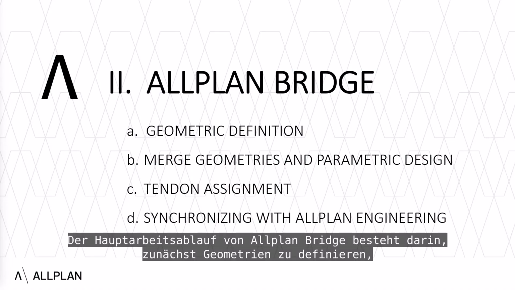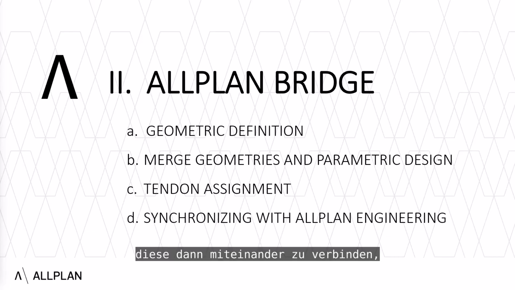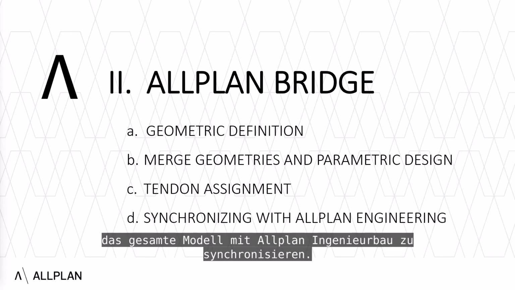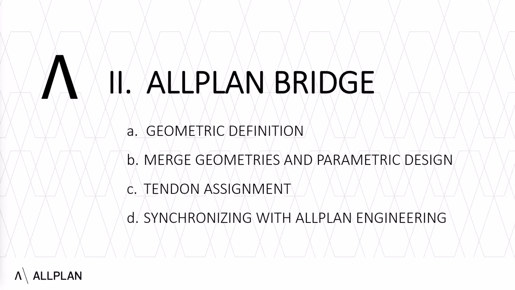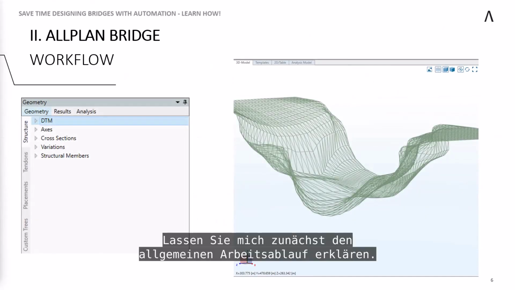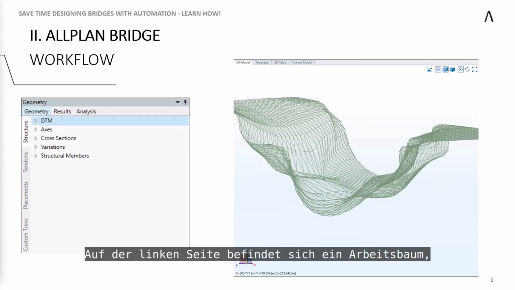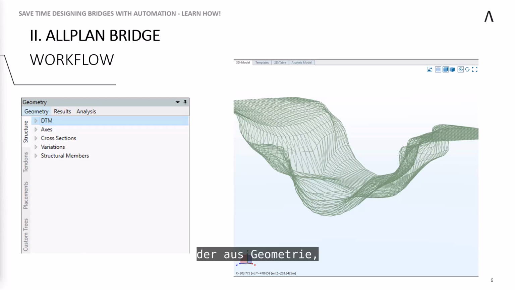The Allplan Bridge main workflow is first defining geometries, merging geometries and connecting them to each other parametrically, assigning tendons, and synchronizing the whole model with Allplan Engineering. Firstly, let me explain the general workflow. On the left hand side, there is a work tree consisting of geometry, result, and analysis.